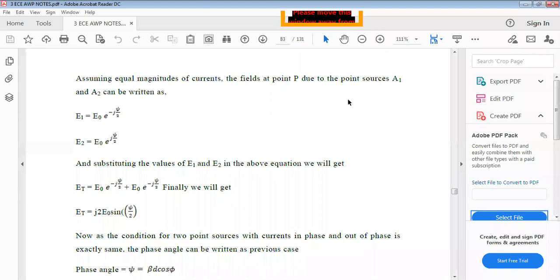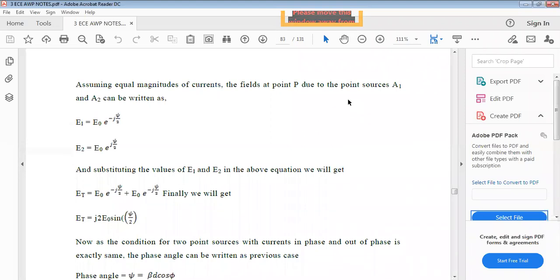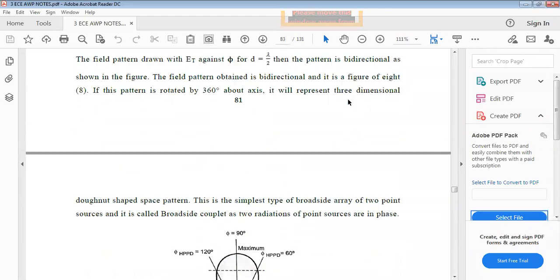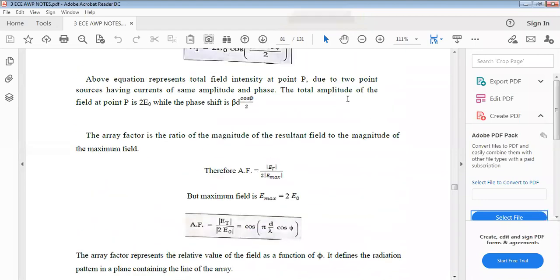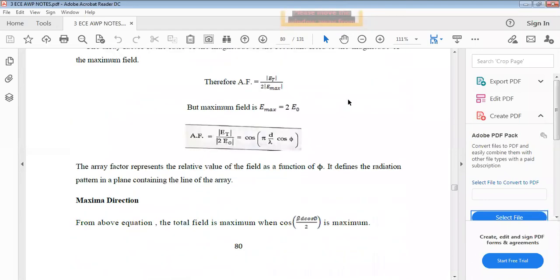Where cos phi by 2, the cos of psi is replaced with cos phi by 2 cos theta. See here, this is the array factor, cos of beta d cos phi by 2. From this expression we define the radiation characteristics: maxima, minima and half power points. And from this expression only we are able to draw the radiation characteristics of any antenna. That is the only possible way.